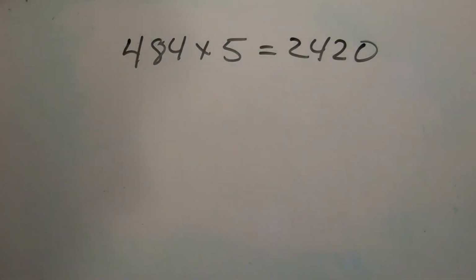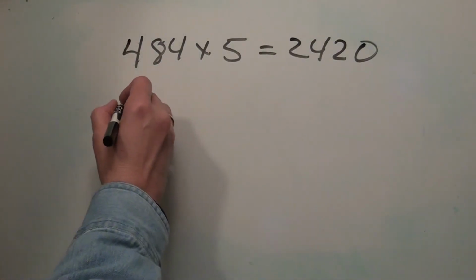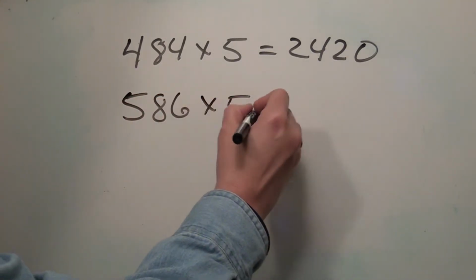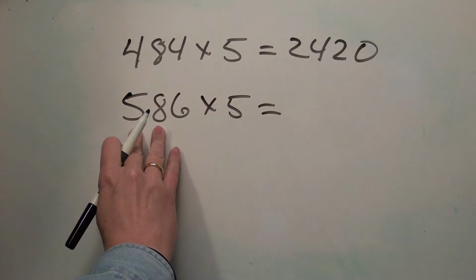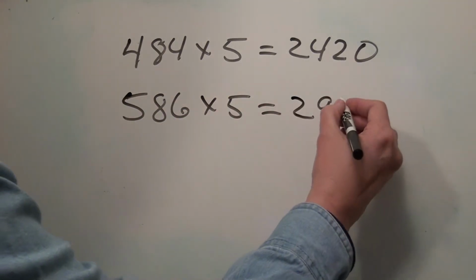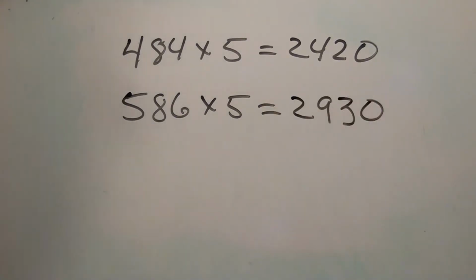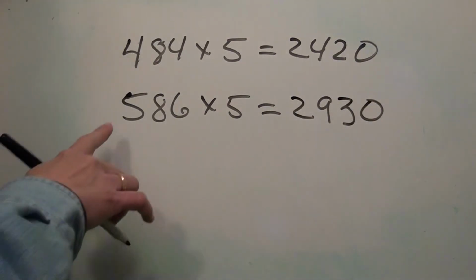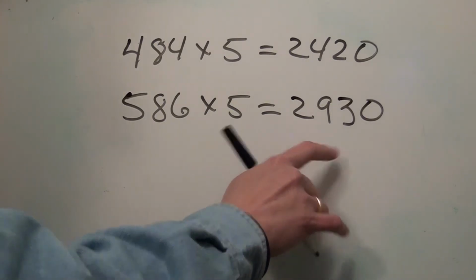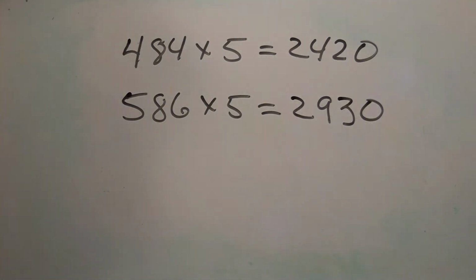Here's another one. 586 times 5 equals half of 58 is 29, half of 6 is 3. Stick a 0 on the end. 586 times 5 is equal to 2,930.